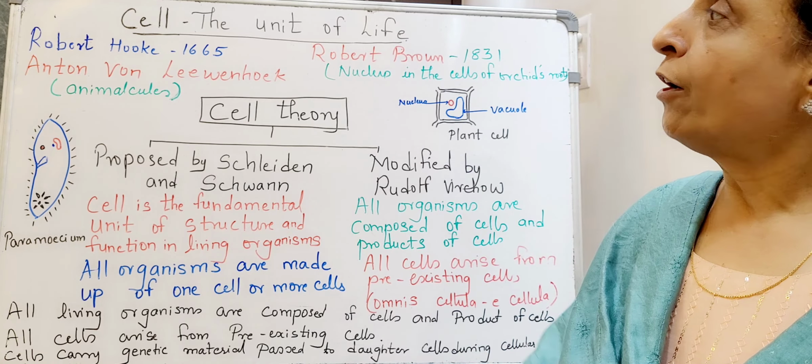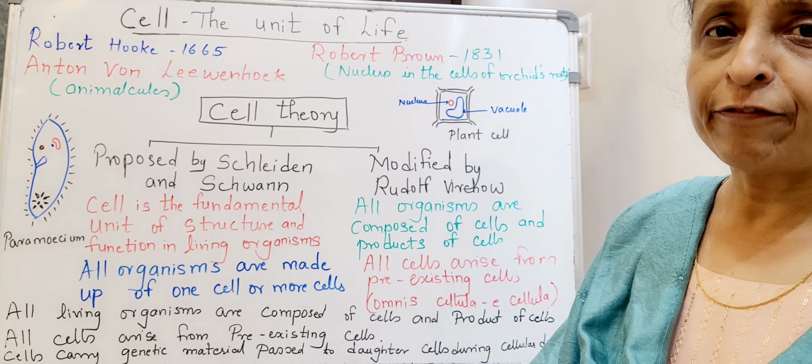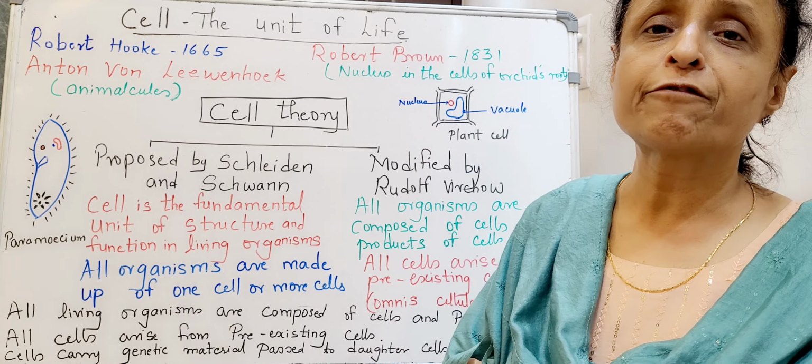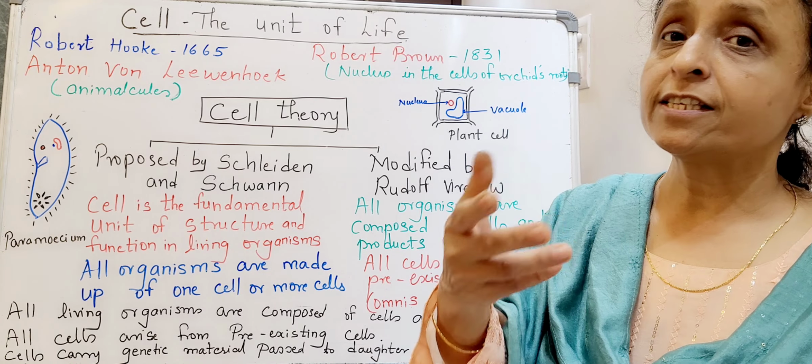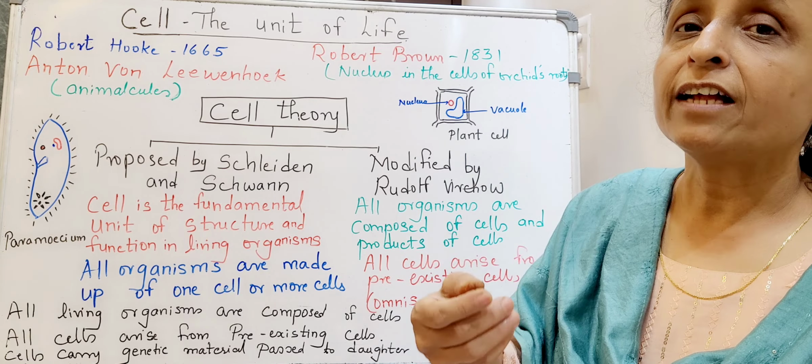He made a publication in Micrographia in 1665 about the cell. He had studied cork tissue and found that it is made up of small compartments, which he named cells, because in Latin cell means room. This is how he started and coined the word cell.